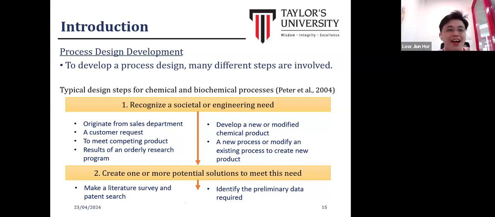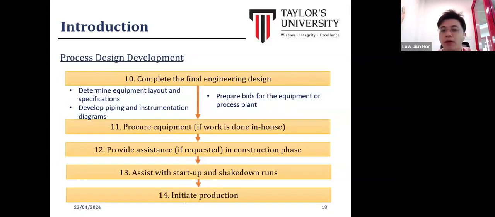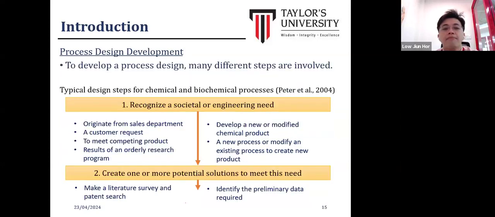Now we proceed. Okay, look at here. What I'm going to explain, the steps here, they are actually very, very important, especially when you want to initiate a chemical plant design, to come up with a design for the chemical plant that you are going to design.